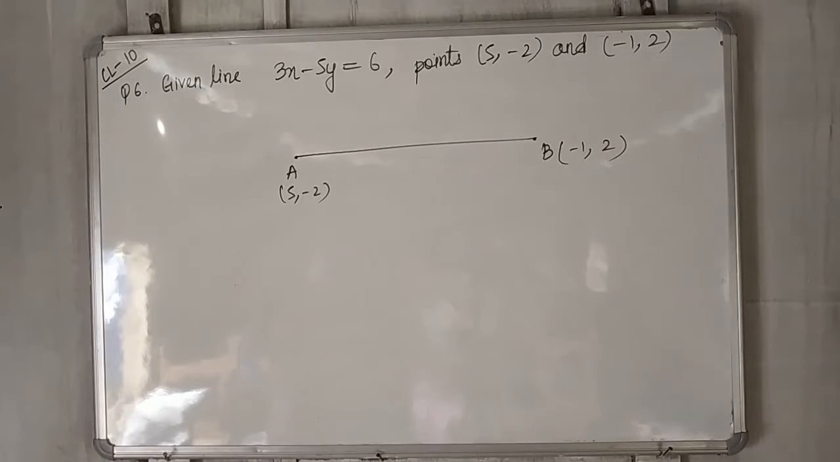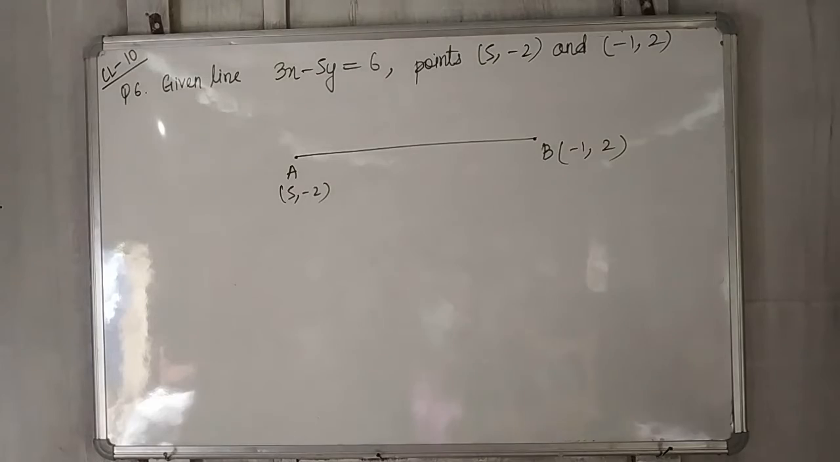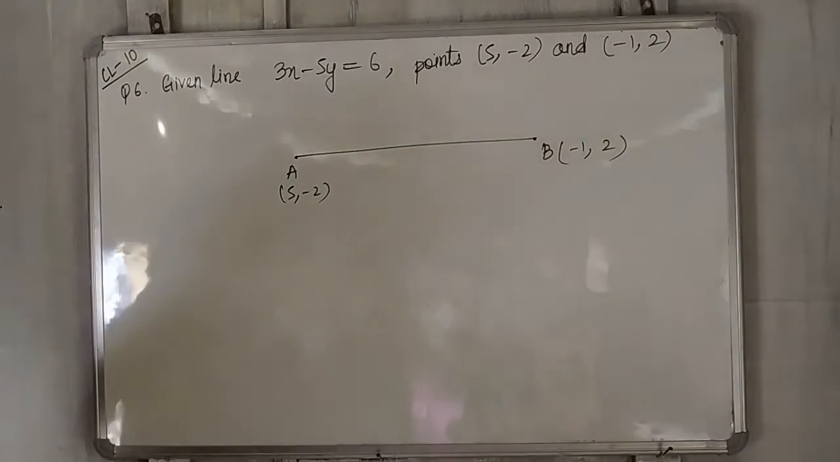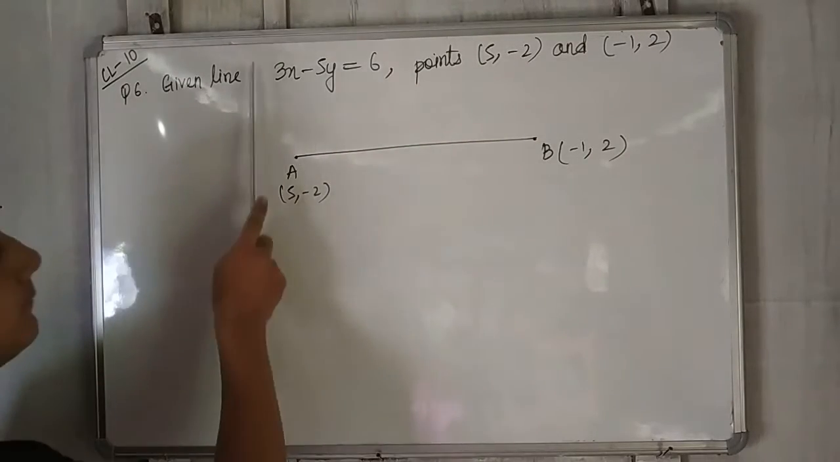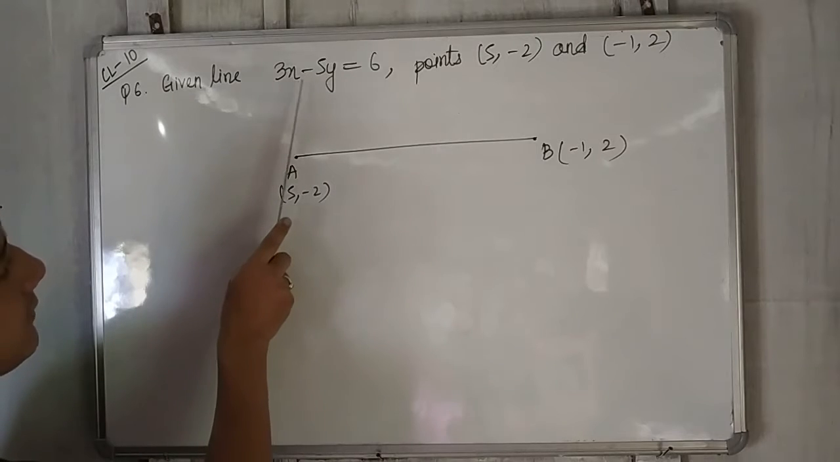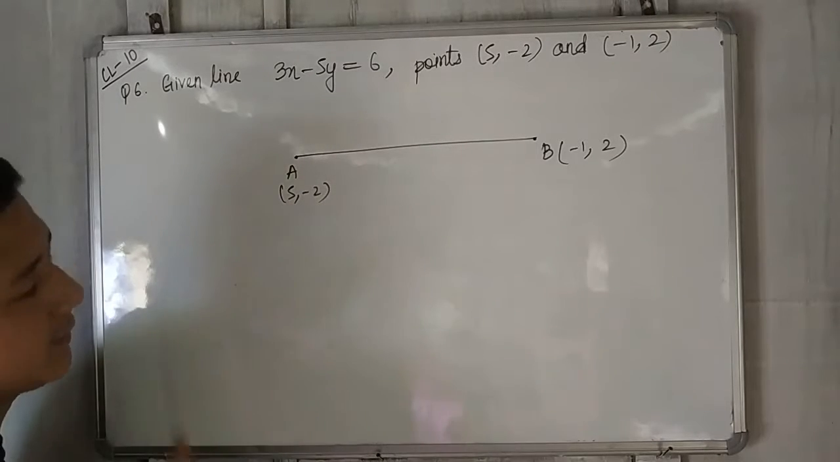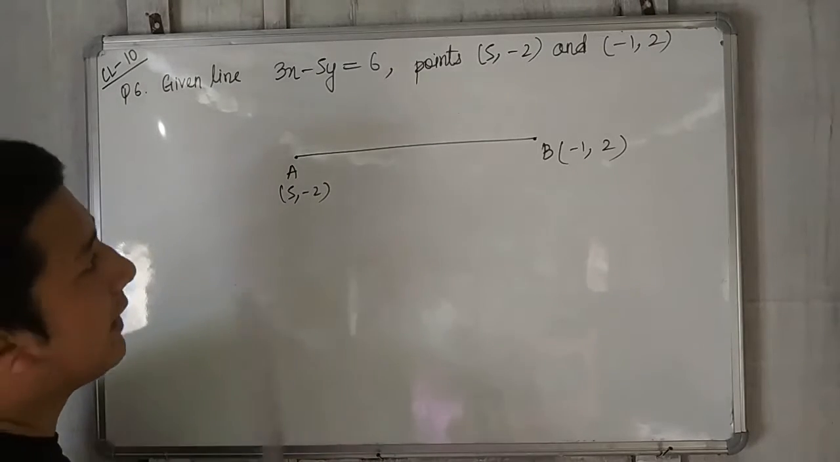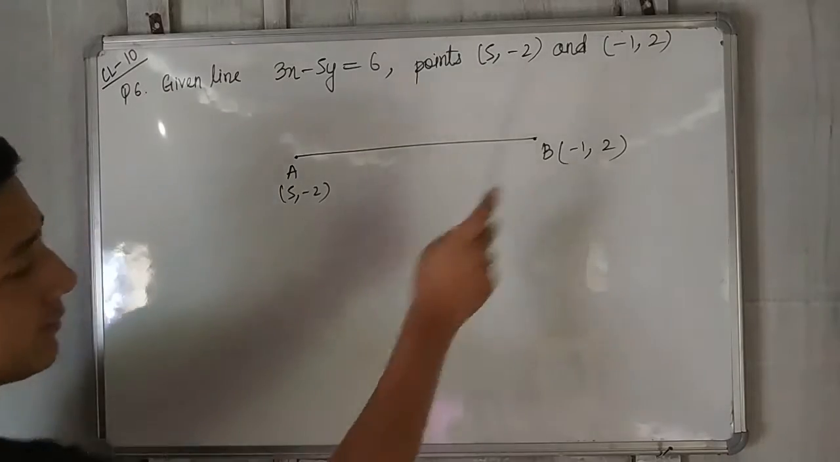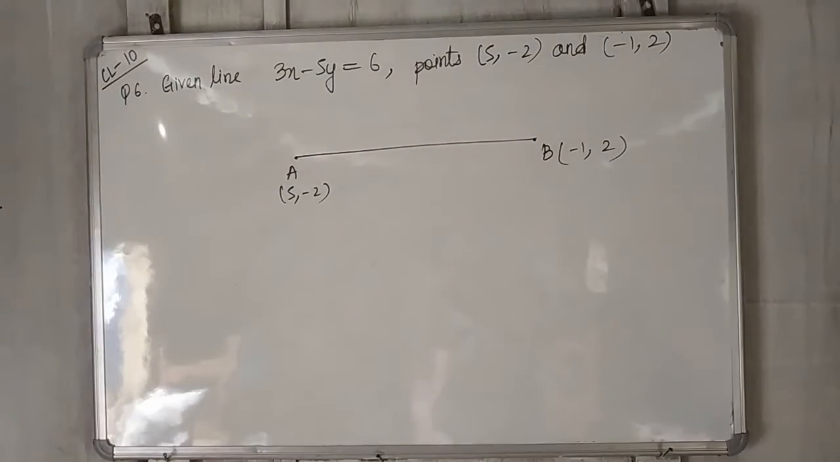So yesterday we started the chapter Equation of a Line, okay? And in today's class, we're going to start with question number 6. All right. So question number 6 says, does this line 3x minus 5y is equal to 6 bisect the line joining the points this and this? So this is the question given to us.